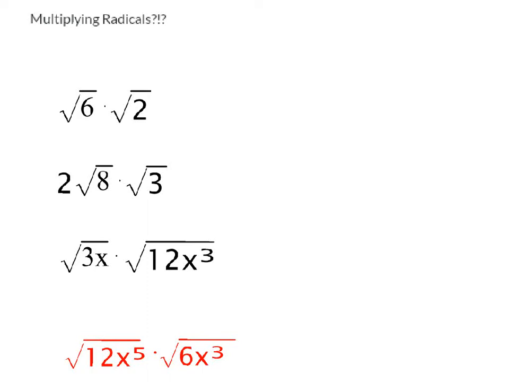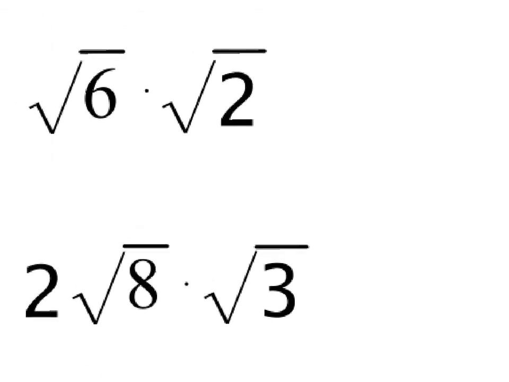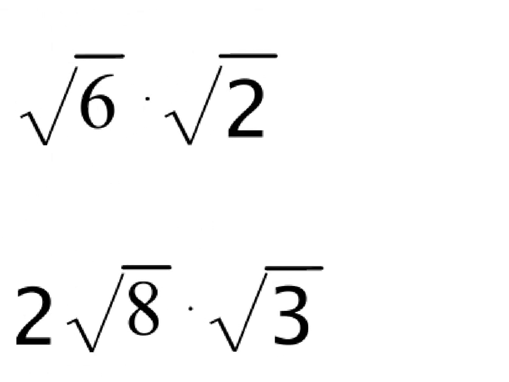Hello, this is a review on multiplying radicals. So just a few things you need to know is that if the radicals have the same index, that is, they're both square roots or they're both cube roots or both fourth roots, then you can multiply them. In this case, the first one, it's square root of 6 times square root 2. You just simply multiply them. This would be square root 12.